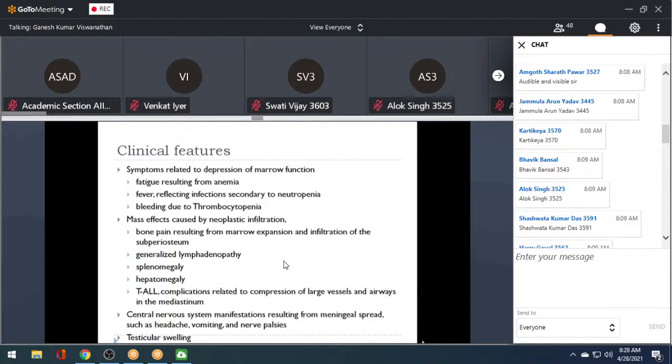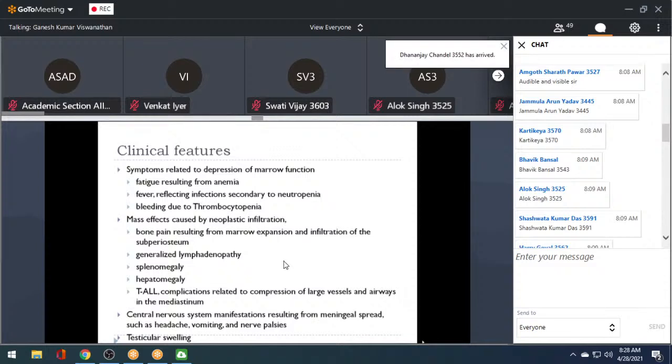So second is mass effect. When the cells proliferate within the bone marrow, they can't be contained because the bone marrow has become too small to accommodate these cells. So they start spreading over into the other tissues. They can go anywhere within the body.